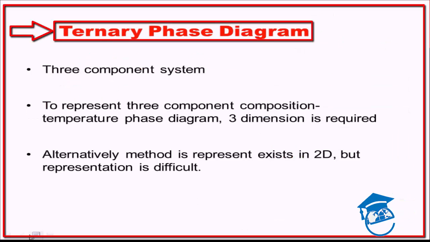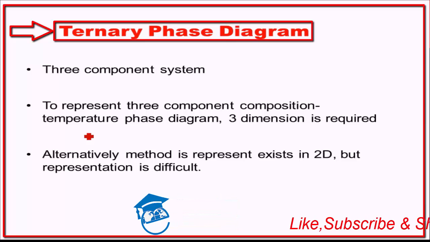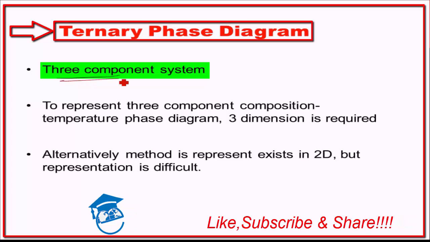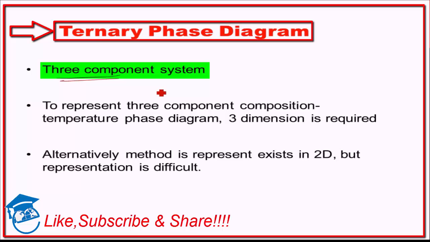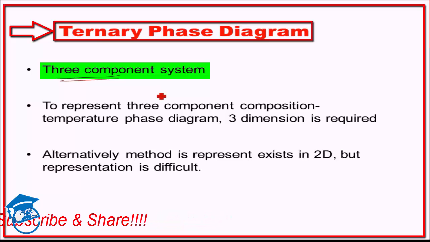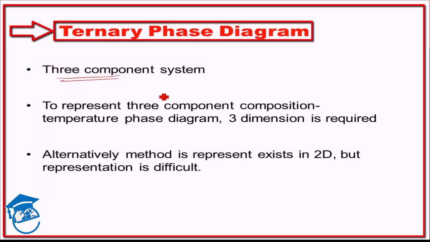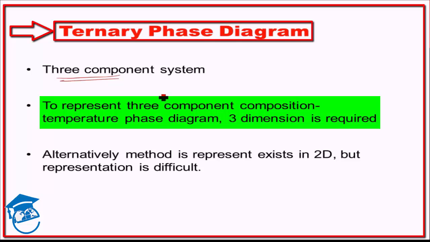Now I will briefly talk about ternary phase diagram. Till now what we have done is we have been talking about binary phase diagram. Binary phase diagram had two components. Ternary phase diagram has three components. There are three component systems. Now since there are three components and another variable, the fourth variable will be temperature, right? So in order to represent it in a phase diagram, you need three dimensions.